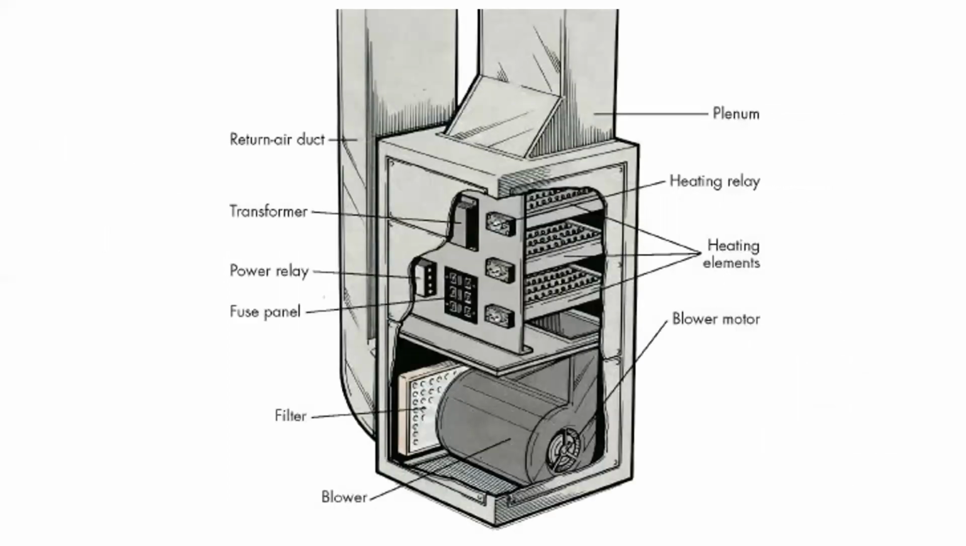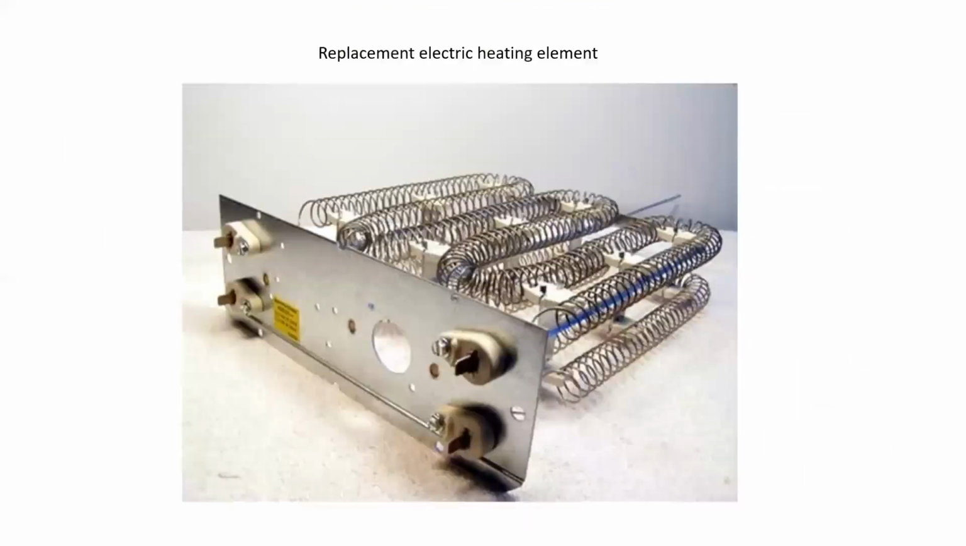The heating elements are typically in trays or stages, and a heating relay may control which ones are turned on for any amount of heat required. And this is a picture of a replacement electric heating element for a standard electric furnace.